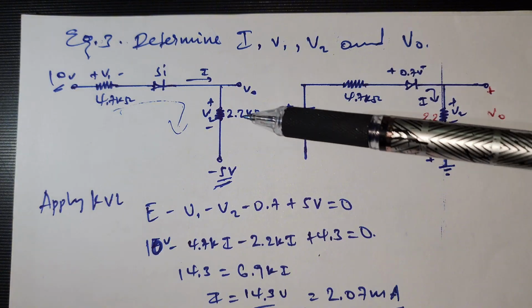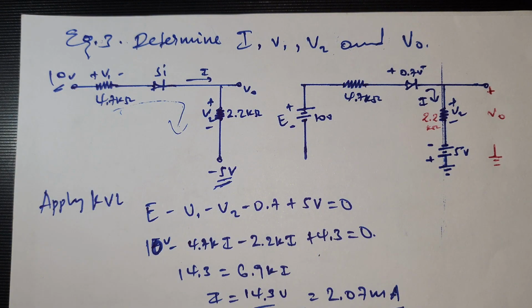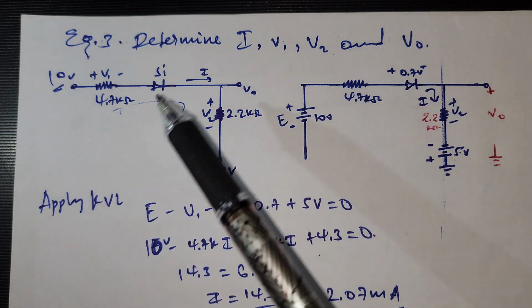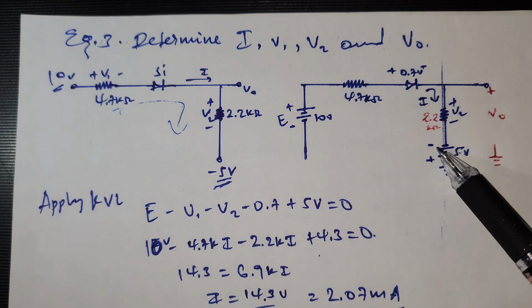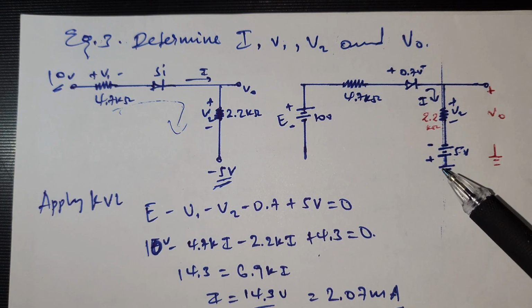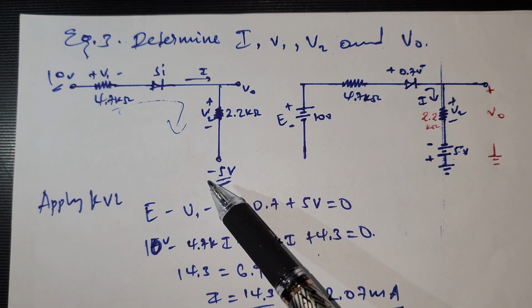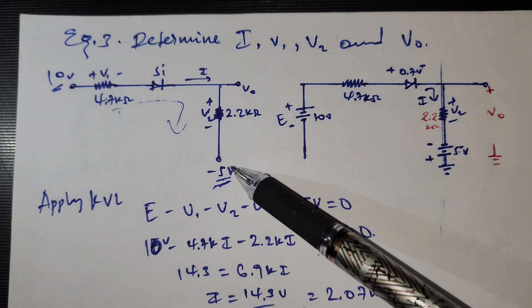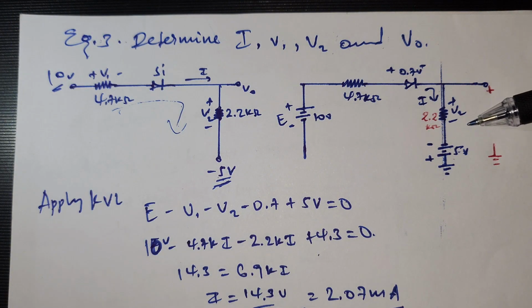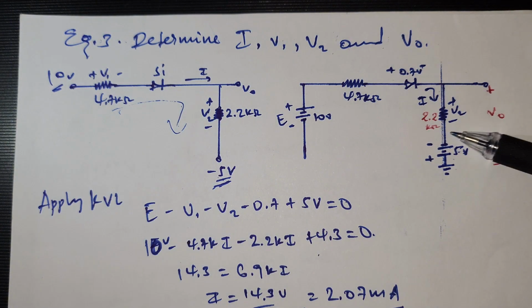In this case, we are asked to calculate the V output, which is across these 2 components. There is a 5 volt battery which has the same direction as this source, as you see, minus 5 volt. So the current enters into the negative terminal and leaves through the positive terminal to the ground. That's the meaning of minus 5 volt.